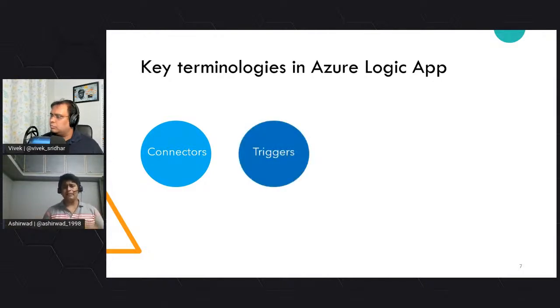Then a connector basically consists of two types of tasks. One is triggers and the other is actions. So what are triggers? Triggers are a set of events which start a particular business workflow. Let's say that you want to do a certain set of actions whenever the temperature of Bangalore goes below 20 degrees Celsius, you want to send an alert to that particular business. So what are triggers?